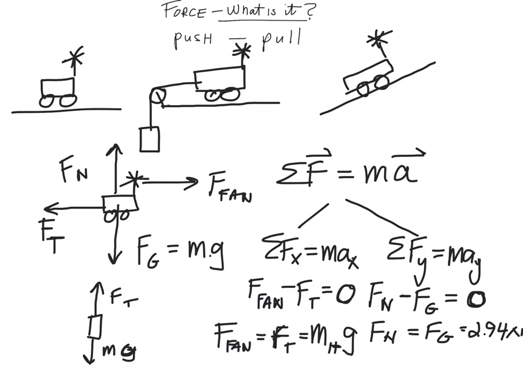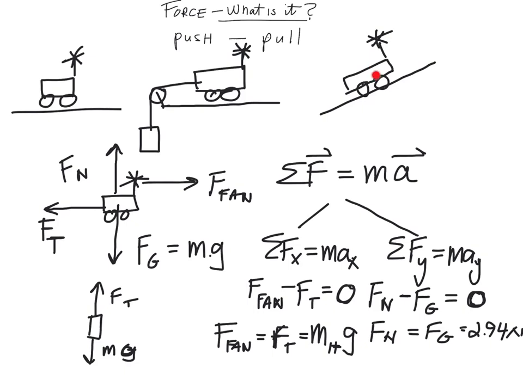Why? Because we adjusted this so that the cart is stationary and not accelerating. So those two forces are equal and opposite. So the fan force is equal to the tension force, and the tension force is equal to the mass of the hanging mass. So I wrote it as m_h times g. So that's how we get the fan force in method 2.